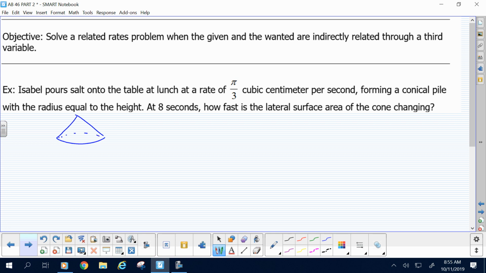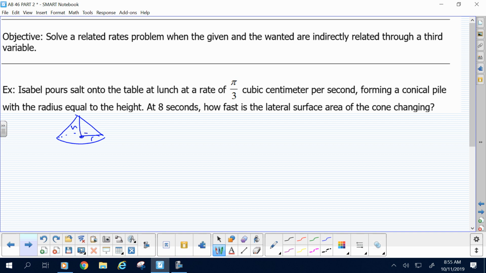Now, when you pour salt onto a table, it forms a cone. The shape of the cone actually depends on the viscosity of the material, how wide or narrow it is. But that's okay. The radius is equal to the height in this case. I definitely threw you a bone there. At 8 seconds, how fast is the lateral surface area of the cone changing?